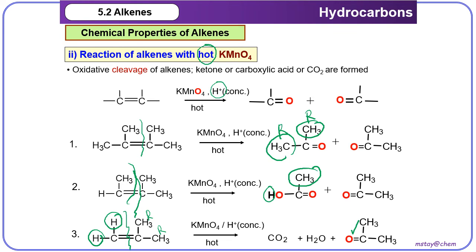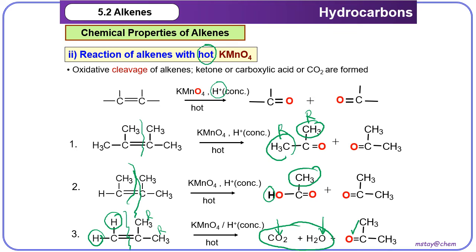So when we have two hydrogen, it will become carbon dioxide and water. Okay, that means the oxygen, O2, will add to here, to form carbon dioxide and water. So again, we do the summary.